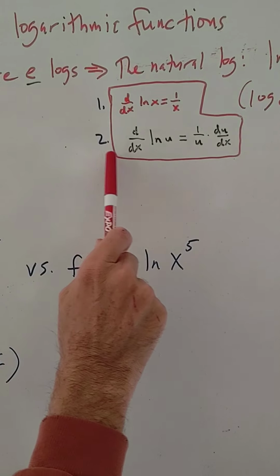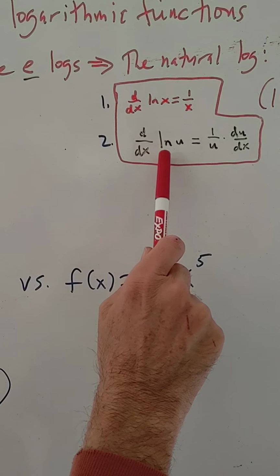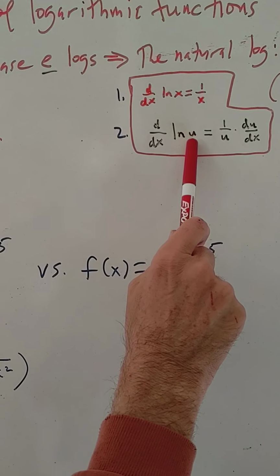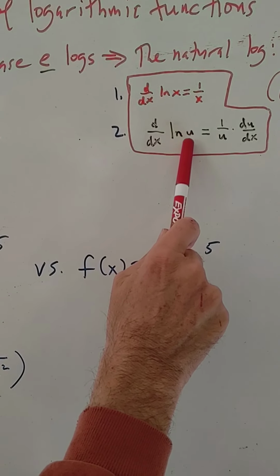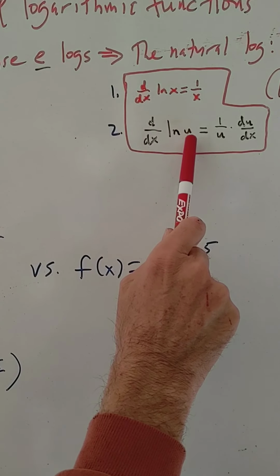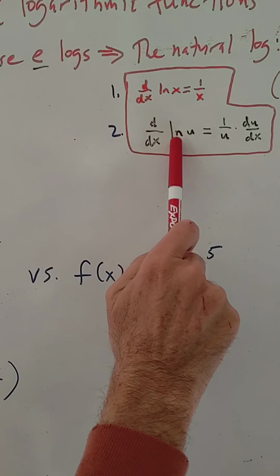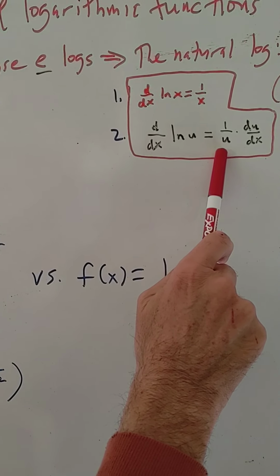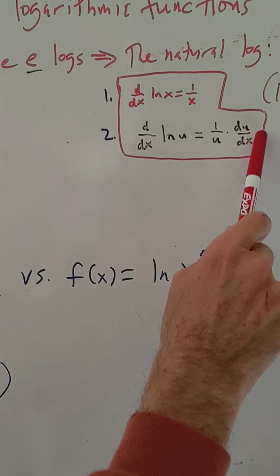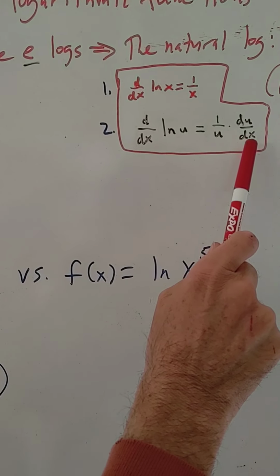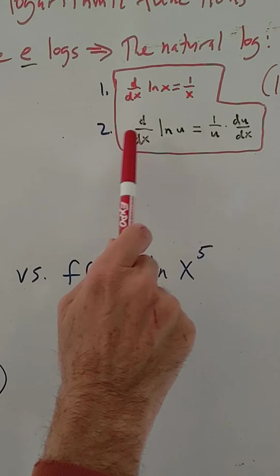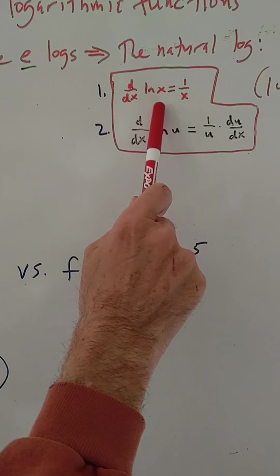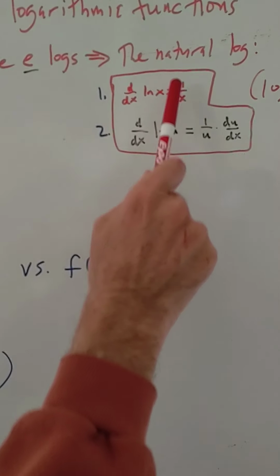And then the other rule, if you have a more complicated log, let's say you want to take the derivative, meaning d dx, of the natural log of u, where u is some function of x. Maybe u is 5x squared, for example, something other than the simple x. Then it's going to be 1 over u times the derivative of u with respect to x, so times du dx. For this video, I'm only going to use number 2 because number 1 is pretty easy. The derivative of the natural log of x is just 1 over x.